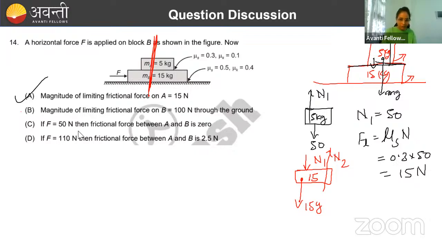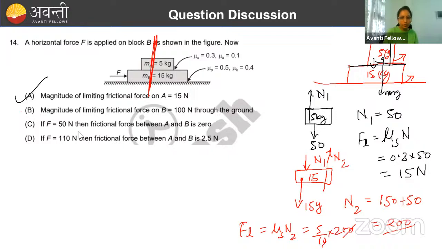So N2 will be equal to 15g, that is 150, plus N1. N1 value is 50. So this is equal to 200. What is the value of limiting friction? How will we find it? Again mu S N2, okay? What is the value of mu S? That is 5 by 10 into 200. So what value do you get? 100 Newton. Done. So B is also true.